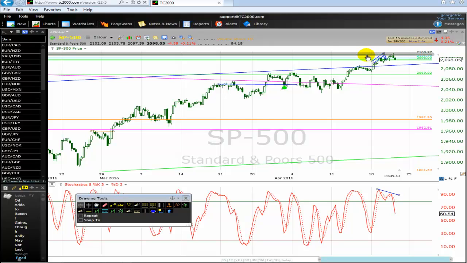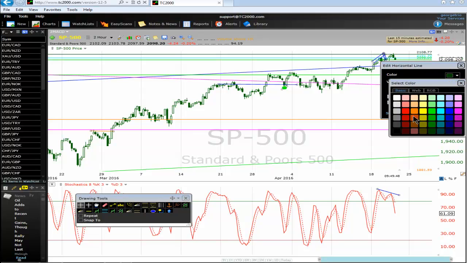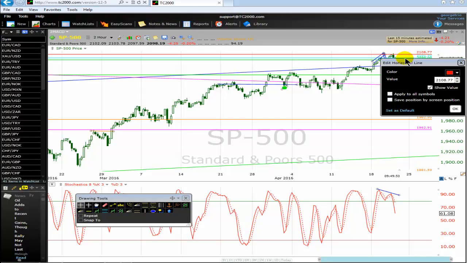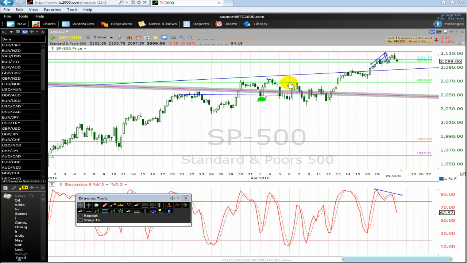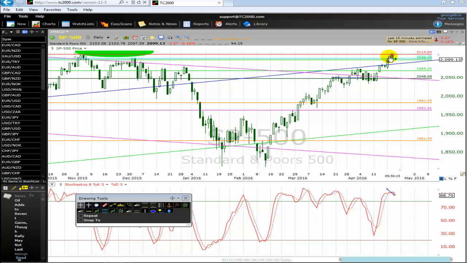Well, you may not see it here, but I will adjust it. Hold on, please, and I'll color it red. The number is 2113. Moment, please. That's it. That's my stop loss. You can see now on the daily chart, 2113.